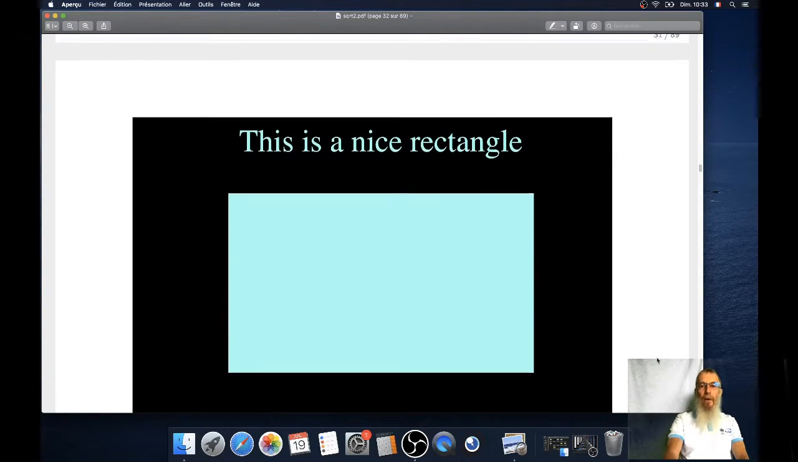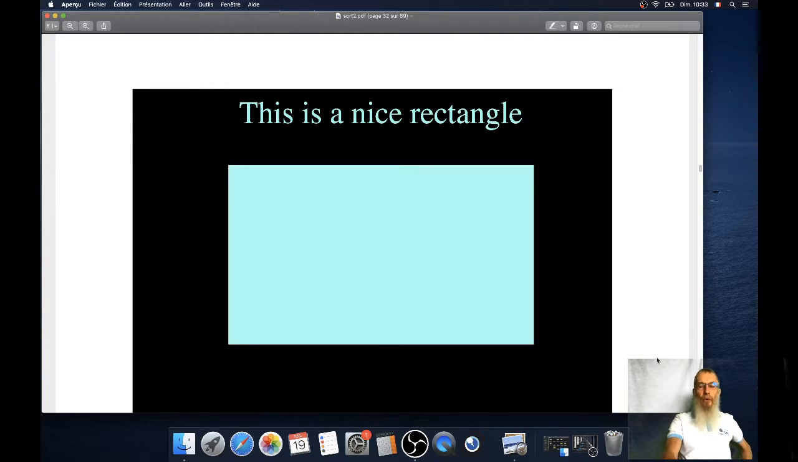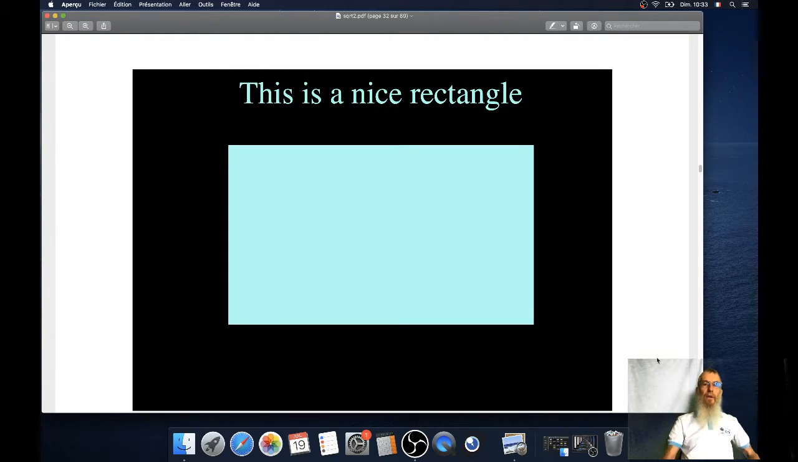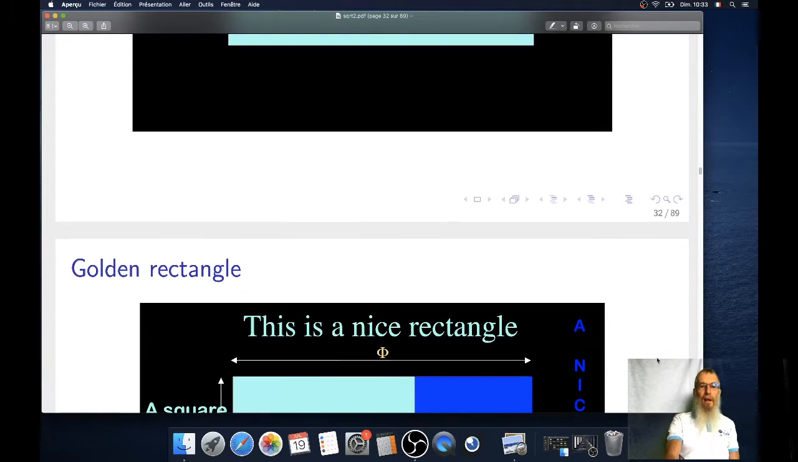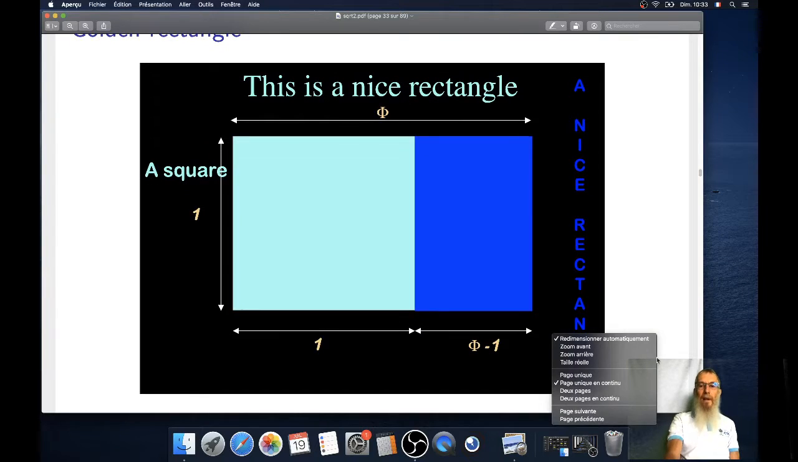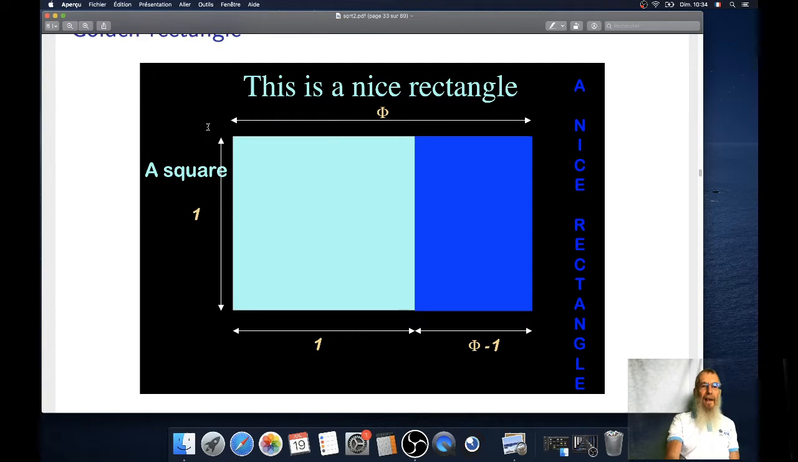Okay, after the number square root of 2, I would like to speak on the golden ratio. And again, I will start with geometry, and I would like to define what is a nice rectangle. I say that a rectangle is nice if, when you remove a square, you get a smaller rectangle, which is also a nice rectangle. So I use the name nice rectangle in the definition of a nice rectangle.